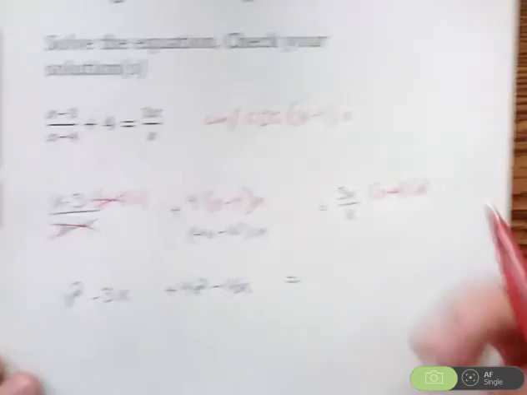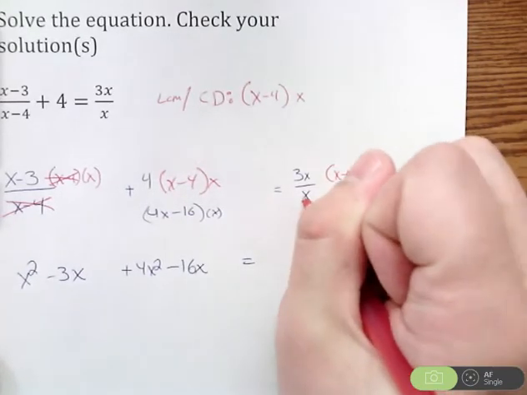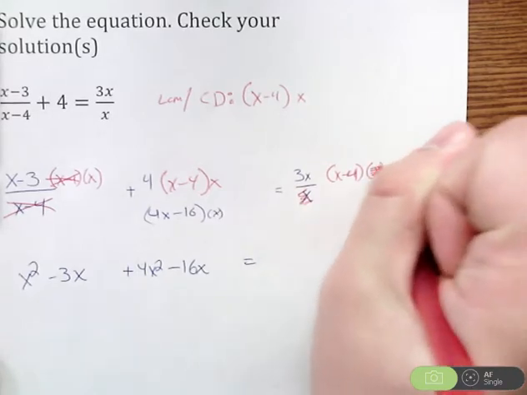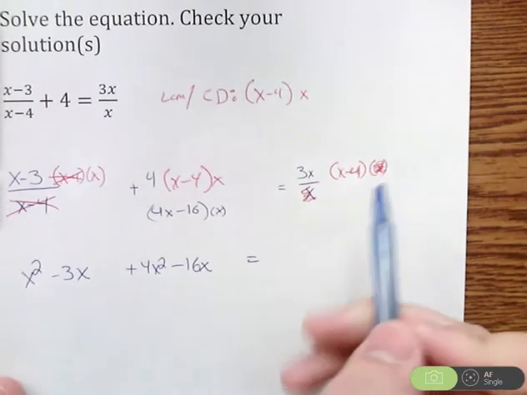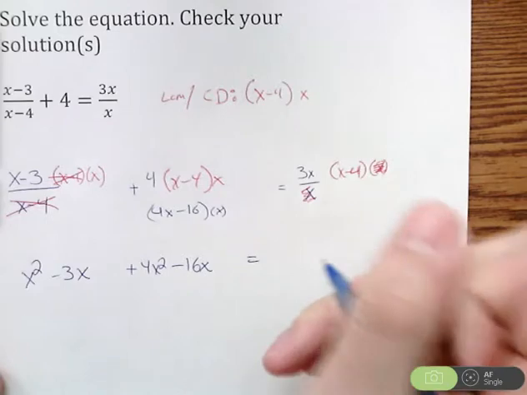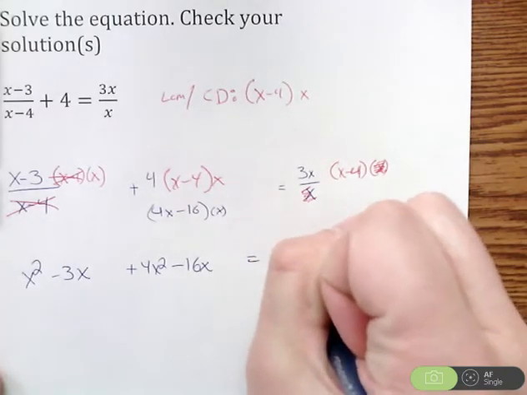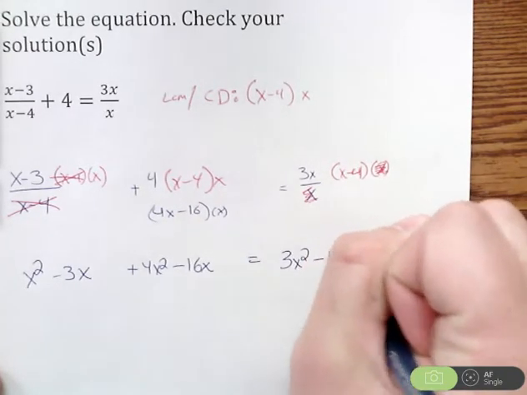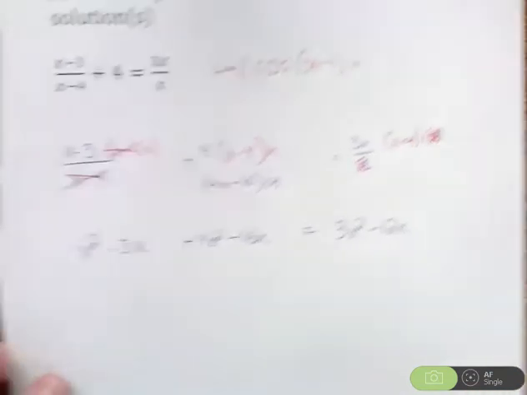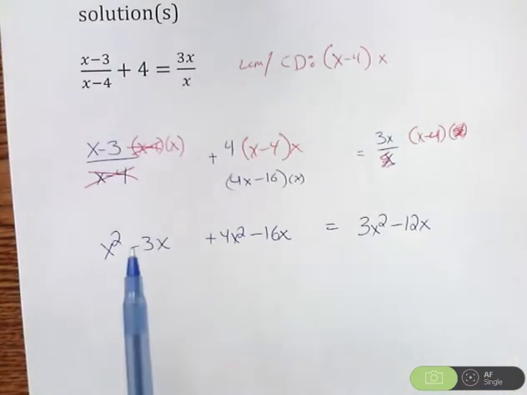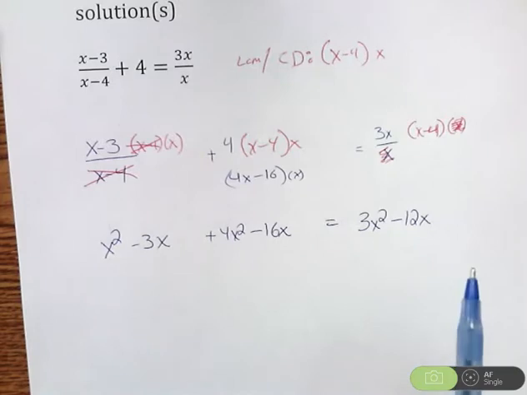And then on the right side, I still have a fraction there. I have an x on the bottom and an x up top. So all I have is 3x times x minus 4, which is 3x squared minus 12x. So by getting rid of fractions, I get this huge equation here.